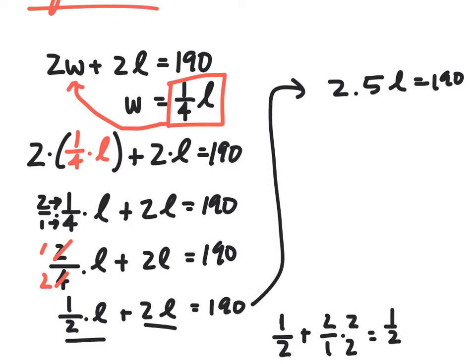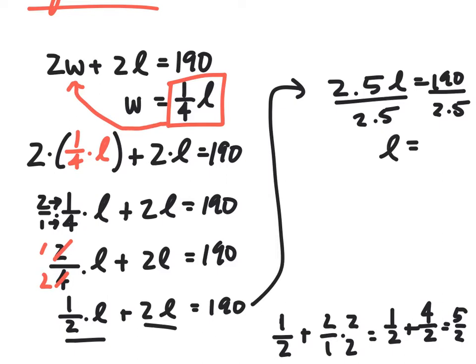So it would give us 1/2 plus 4/2, which would give us a total of 5/2. Okay, same thing as 2.5. But let's just go ahead and divide by 2.5 here and by 2.5. And so our length would be equal to 190 divided by 2.5. So 190 divided by 2.5, and that's going to give me 76. And this is going to be meters.